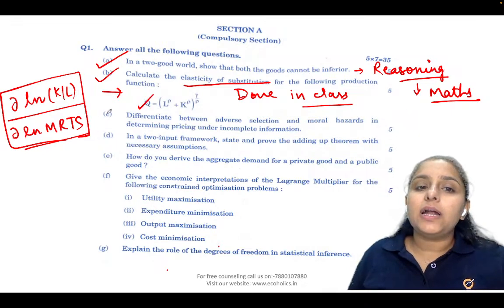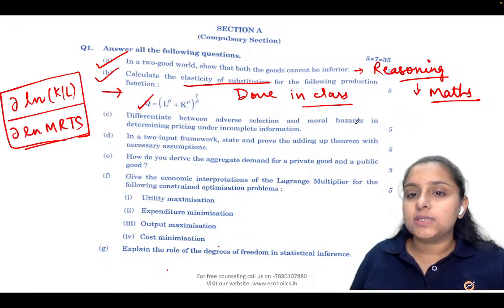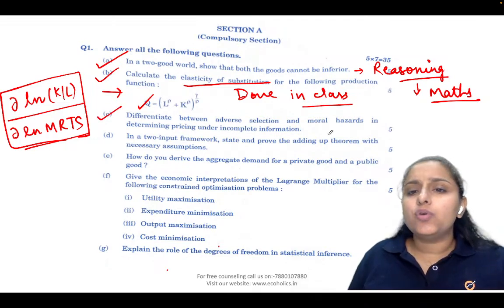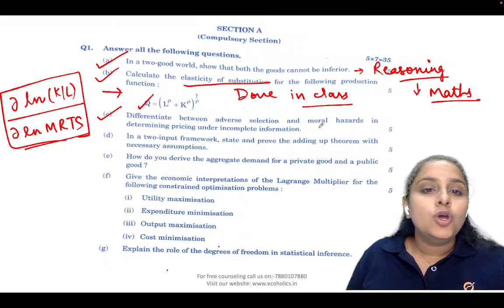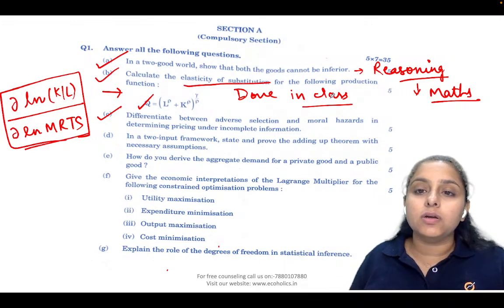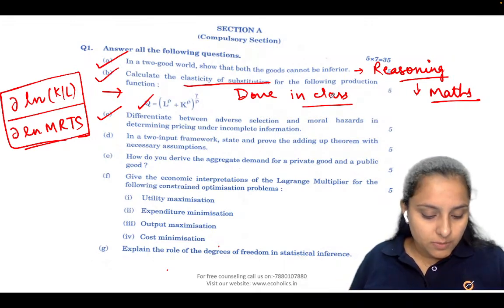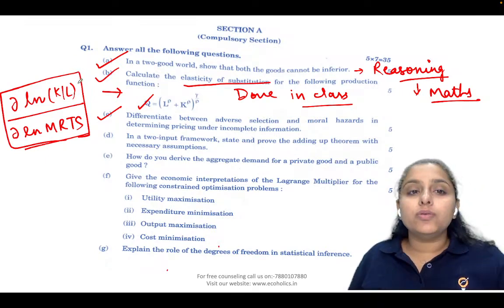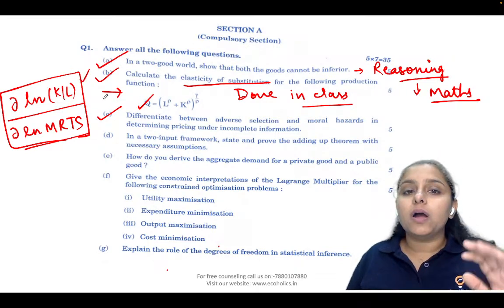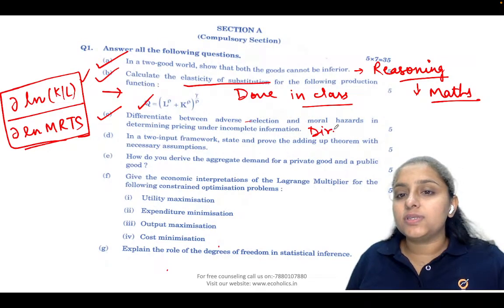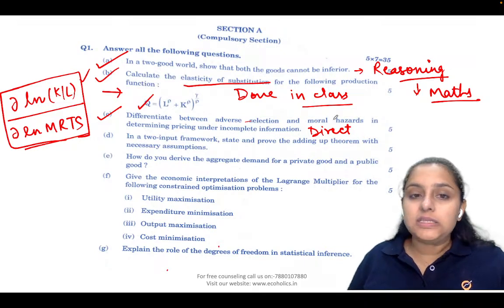After that, question number C: differentiate between adverse selection and moral hazards in determining pricing under incomplete information. It was a direct question, a static question, so that was directly doable if you have done your readings, if you have done the preparation for the same concept. Yes, using log. So yes, Akshat, correct. In MRTS, this elasticity of substitution, when you take log, it becomes the easiest method of solving this. So part C was direct only, it was static, so no ifs and buts, a very easy question.